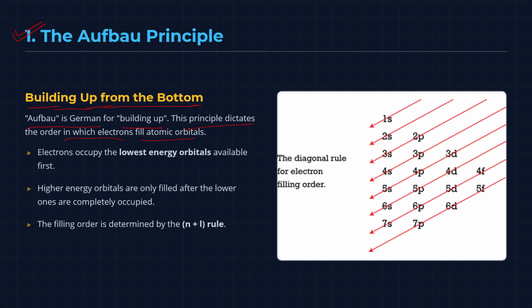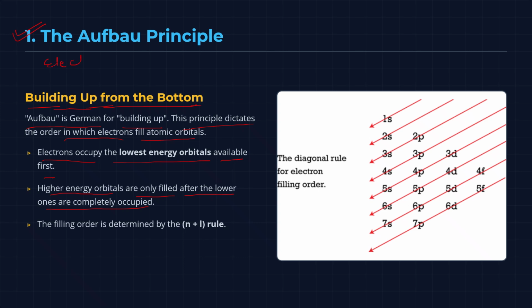Now actually what is Aufbau's principle? It shows the filling of electrons in the increasing order of energies of different orbitals. Here you can see electrons occupy the lowest energy orbitals available first, and then higher energy orbitals are filled after the lower ones are completely occupied. So Aufbau's principle shows that the electrons are to be filled.